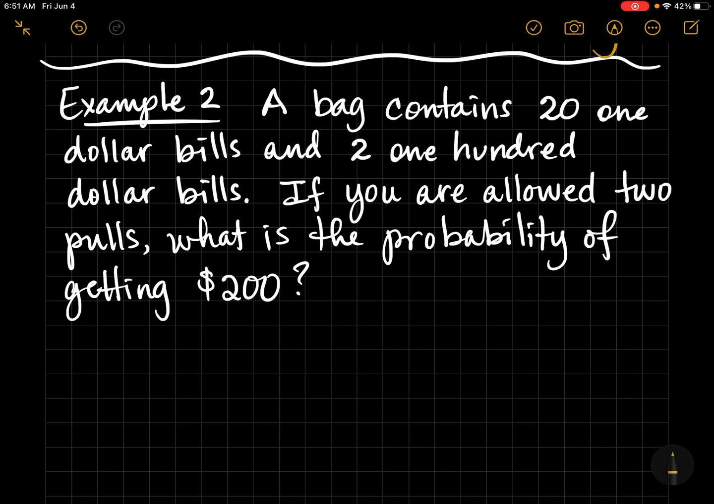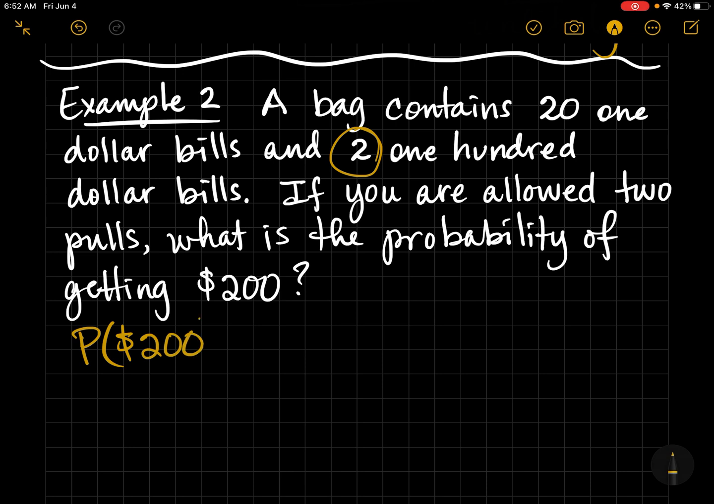Example 2. A bag contains 20 $1 bills and 2 $100 bills for a total of 22 bills in this bag. If you are allowed 2 pulls, what is the probability of getting $200? So you're going to pull the only 2 $100 bills out.